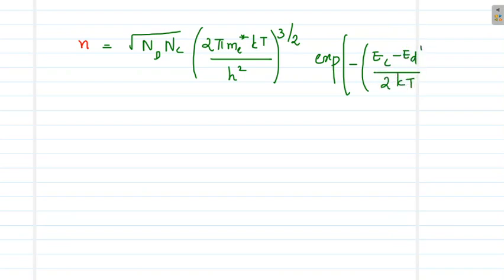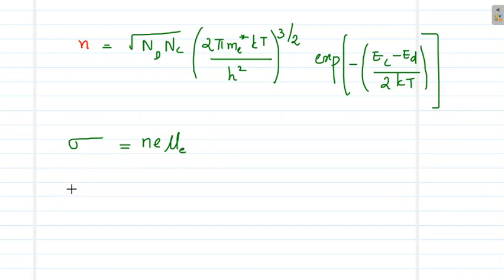I hope all these terms are clear to you. EC is the lowest energy of the conduction band. ED is the donor level. And the other constants were explained in the previous video. So if this is N, we know in an n-type semiconductor, conduction is mainly due to electrons. So its conductivity can be written as N e mu_e. We can neglect the contribution from holes.